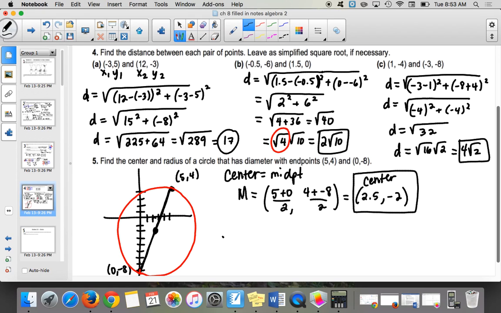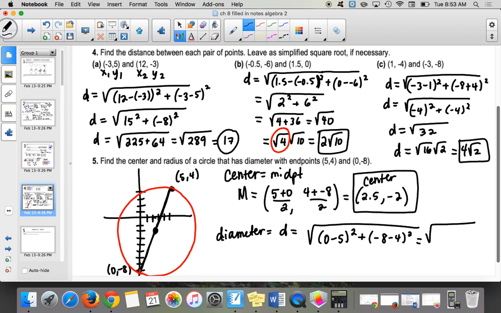Right, so let's go ahead and find the diameter, which is going to be our distance between our two endpoints. So we had 5, 4, and 0, negative 8. So I'm going to have 0 minus 5 squared plus negative 8 minus 4 squared. So I get negative 5 squared, which is 25. And I have negative 12 squared, which is 144. So I get the square root of 169. Anybody know that one? 13, right?